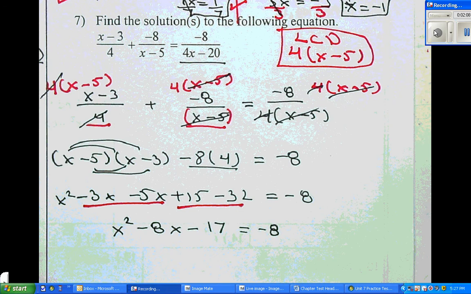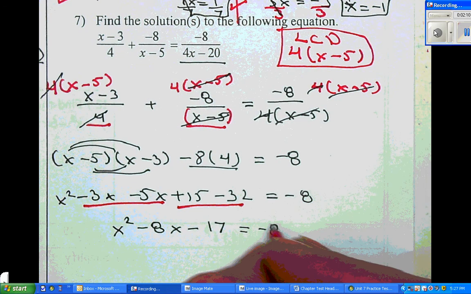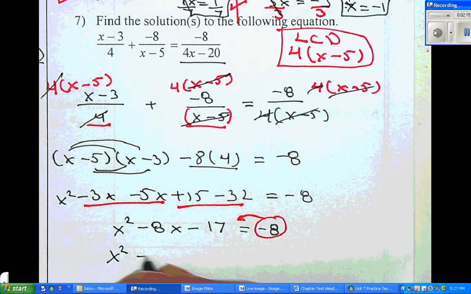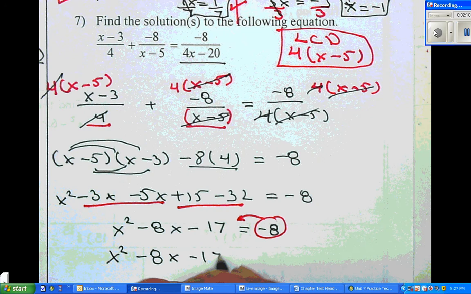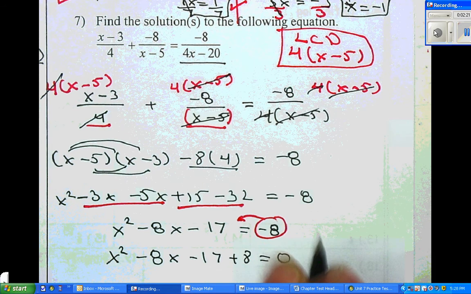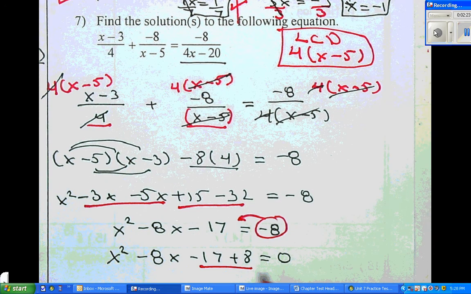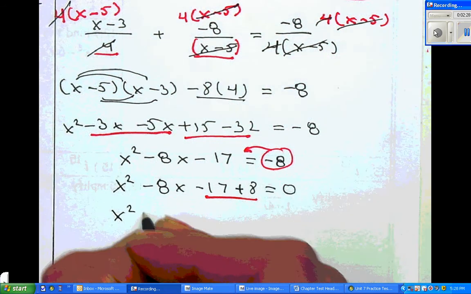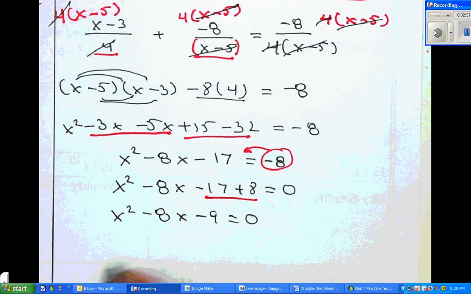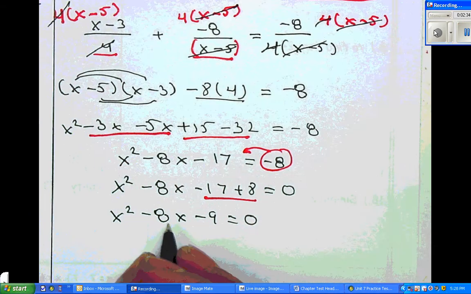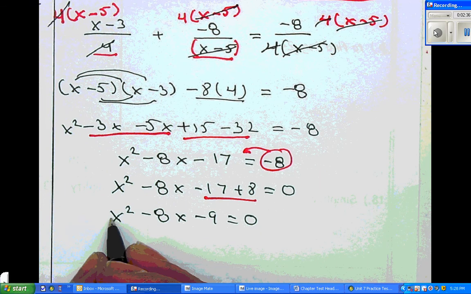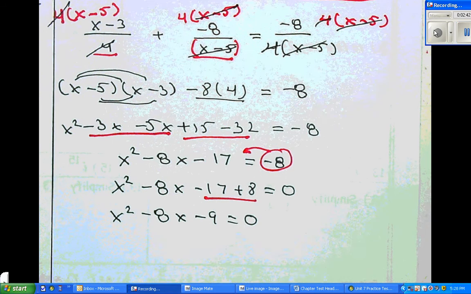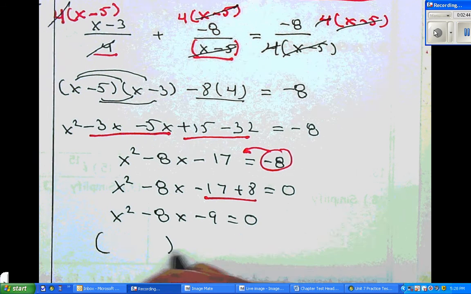Now, because I have a quadratic equation, I want to make it equal to 0. That will give me x squared minus 8x minus 17, plus 8 equal to 0. Combine like terms, that will give me a negative 9. x squared minus 8x minus 9 equal to 0. Now I can see if I can factor. If I can't factor, because the leading coefficient is 1 and this is an even number, I can complete the square. If not, I have to use the quadratic formula. But in this case, it factors nicely.